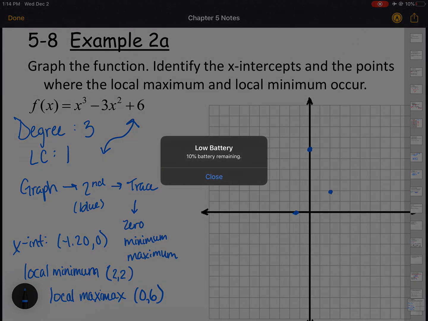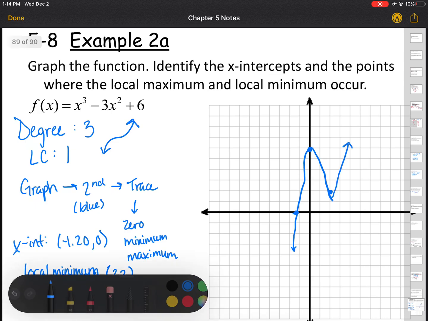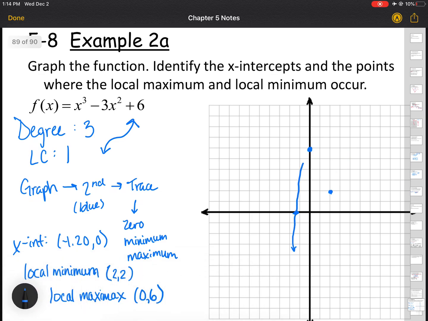Okay, and according to our end behavior, we can kind of draw that S-shaped kind of graph. So it kind of goes up, and then goes back down again, and then goes back up again. Okay, so it looks like that S-shaped kind of curve that we thought it was going to be according to our end behavior there.